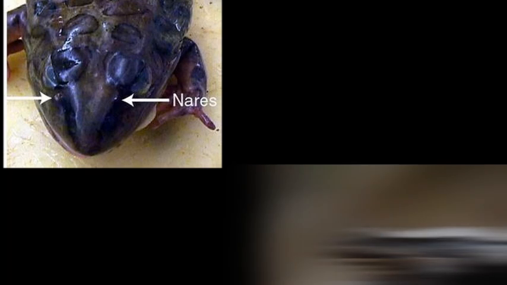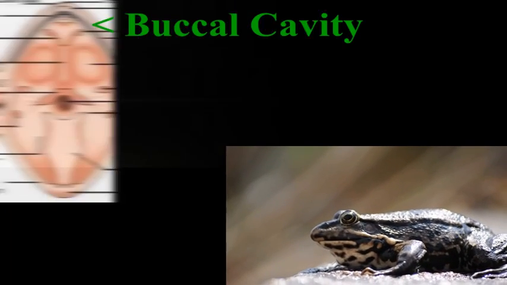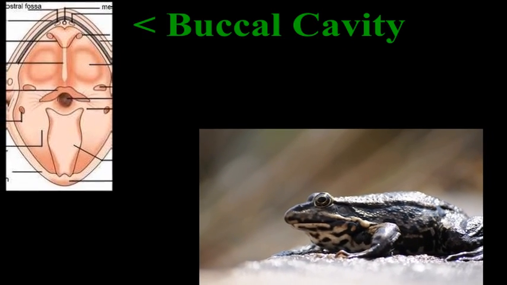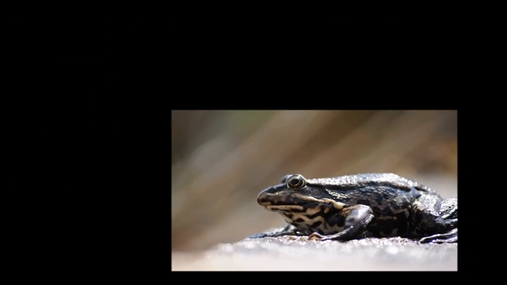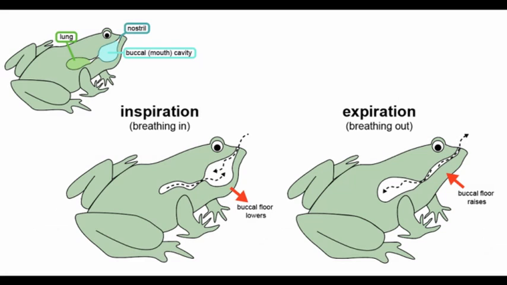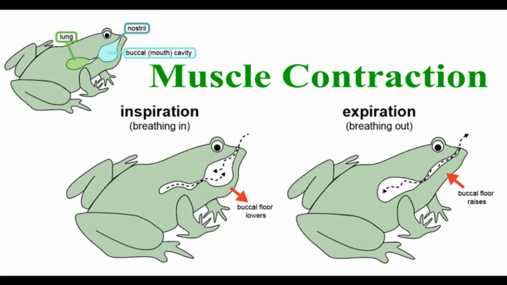By depressing the floor of their mouth, this air is drawn towards an outpocket of the mouth known as the buccal cavity. The air, now trapped as the nostrils close, is driven into the lungs by a positive pressure created when the floor of the mouth is elevated. The muscles then contract, and the elastic lungs recoil, expelling the gas out of the lungs through the open glottis.